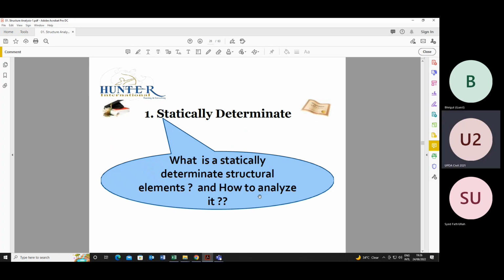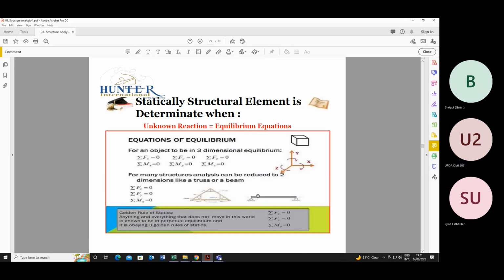Statically determinate. What is a statically determinate structure element and how to analyze it? How do we understand that it is a statically determinate structure? If the number of unknown reactions is equal to the number of equilibrium equations, that is, if the unknown forces can be calculated with the help of these three equations. These three are the equilibrium equations: summation of Fx, forces in the x direction, equal to 0, summation of forces in the y-axis equal to 0, and summation of moment equal to 0.